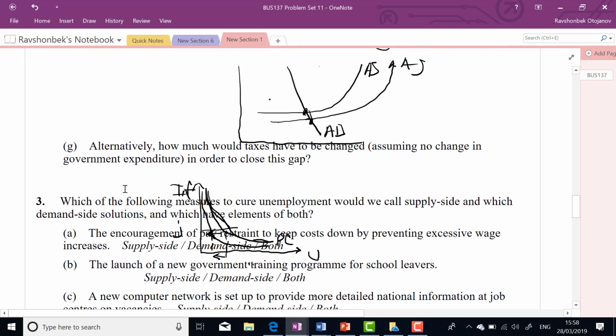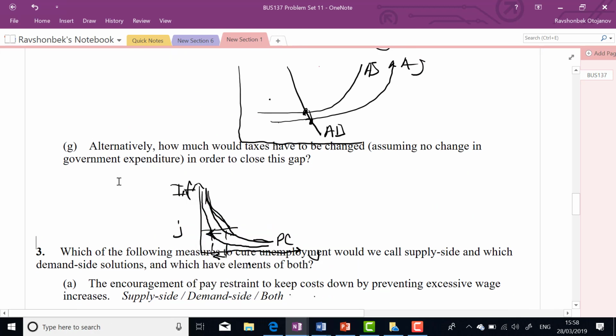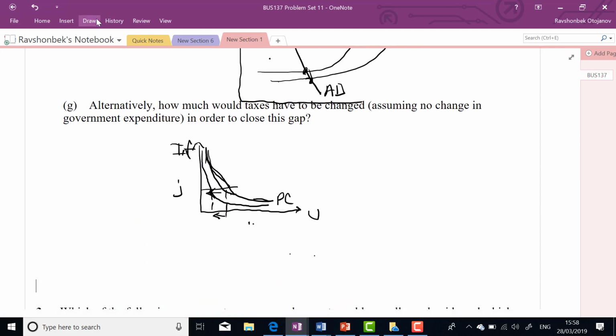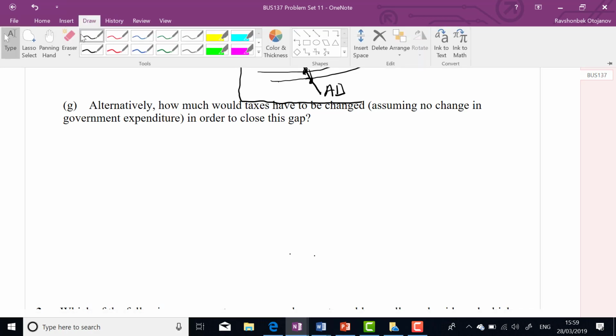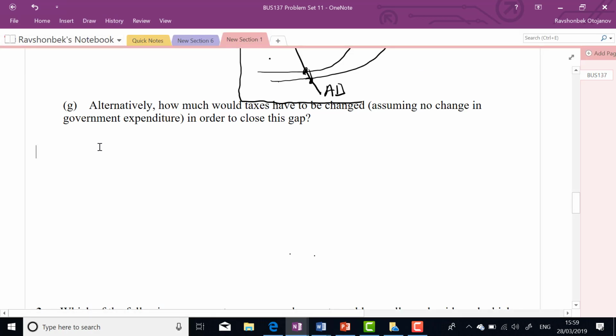Now, last question, and we need to be quick now because the other group is probably outside. Last question that's very much related to your exam. No, it's a tax multiplier here, isn't it? So it's not related to your exam. Alternatively, how much would taxes have to be changed, assuming no change in government spending? Instead of injecting 200, by how much in pounds should we reduce the taxes so that the income goes up by 600?